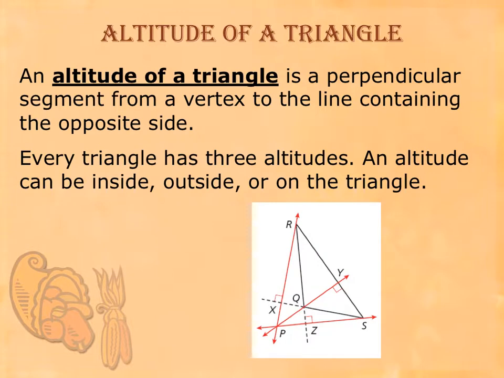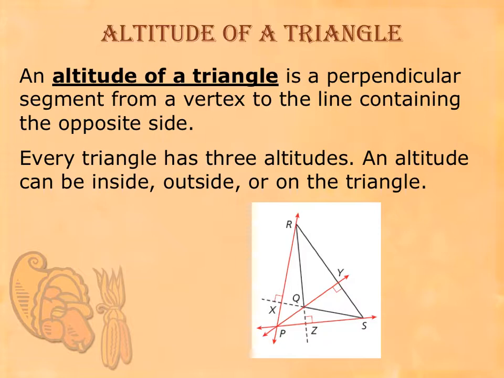Next piece of the triangle we're going to talk about is the altitude of a triangle. An altitude of a triangle is the perpendicular segment from a vertex to the line containing the opposite side. Every triangle has 3 altitudes. The altitude could be inside, outside, or on the triangle, just like the perpendicular bisector.